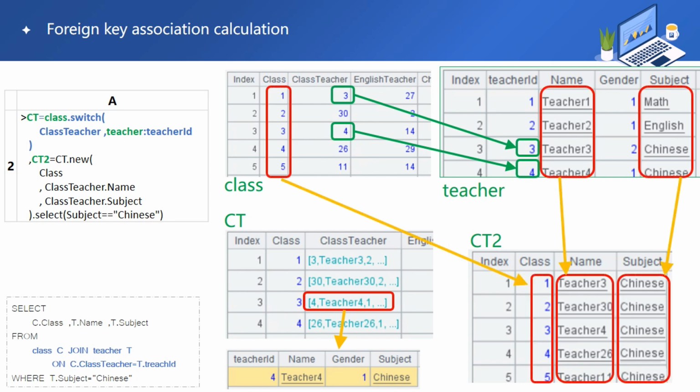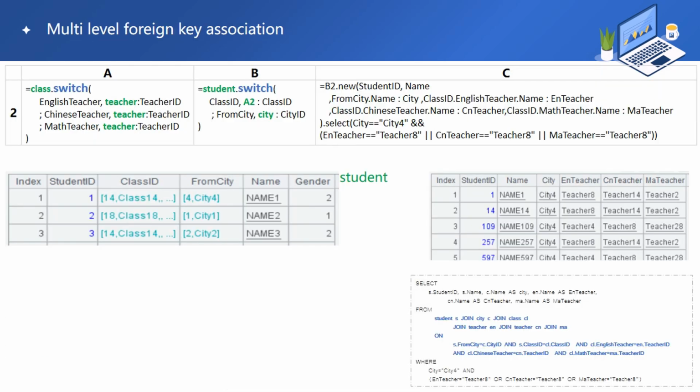For example, when CT2 with a simple structure is generated by CT_new, classTeacher.subject obtains the subject taught by the class teacher, and finally uses the select function to find the Chinese subject. The from city field of the student table is a foreign key to the city table, the class ID field is a foreign key to the class table, and the English, Chinese, and mathematics teacher fields in the class table are all foreign keys to the teacher table.